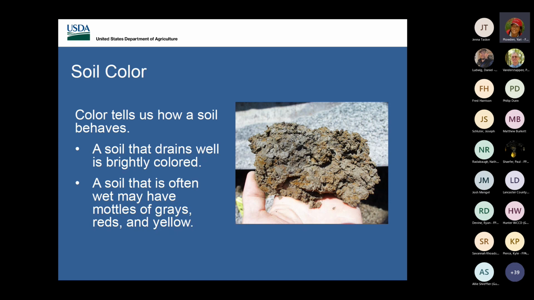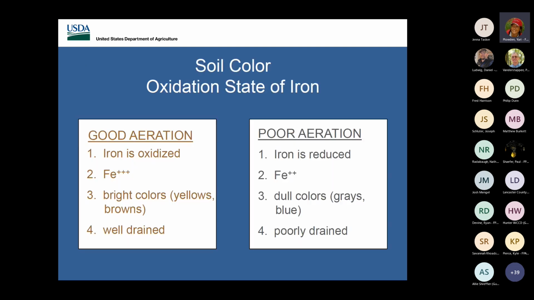So soils that are well drained, like most of our good agricultural soils, are brightly colored. Yes, somebody said, yes, wetland, hydric, yes. So that soil clump on the right is very typical of a hydric soil. A soil that is often wet may have what we call, the unofficial term is mottles of grays and reds and yellow. The official term is called redoxomorphic features. And so, yes, folks that are saying wetlands, anaerobic conditions, that is exactly right. So anaerobic conditions will cause this mottling gray and orange.